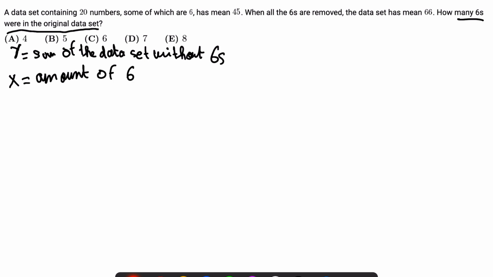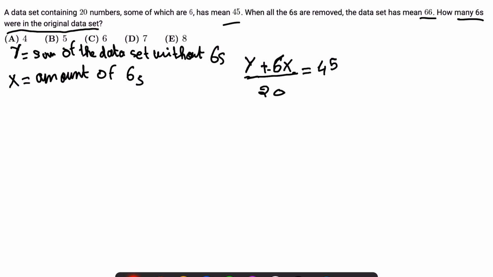Now we're going to set two different equations based on the two means that we were given, 45 and 66. When the mean is 45, the dataset contains 20 numbers, so in the denominator we're going to have 20. In the numerator, that's going to be the sum of the dataset without the 6s, y, plus 6 times x, so 6 times the amount of 6s. Since y plus 6x gives us the sum of the dataset with the 6s, that's going to equal 45. So that's our first equation.